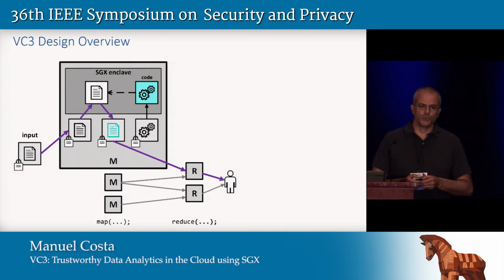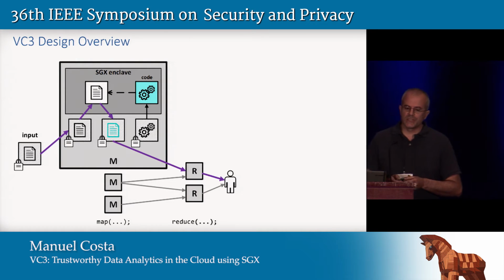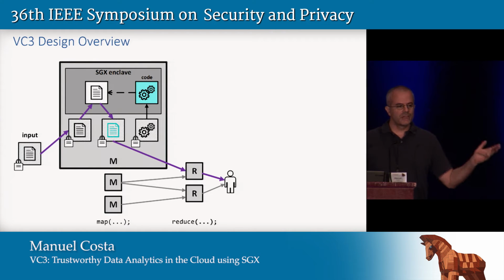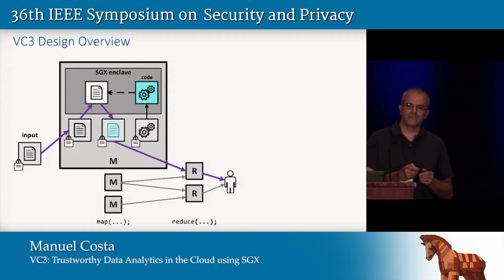So we are going to secure these MapReduce data analytics computations, and we are going to use SGX enclaves. At a very high level, we're going to encrypt data and code, and we're going to keep that data and code encrypted except when it is inside these SGX enclaves. When it is inside the enclaves and inside the CPU, the data will be in plain text and the code will be in plain text, and it can run efficiently inside the CPU.